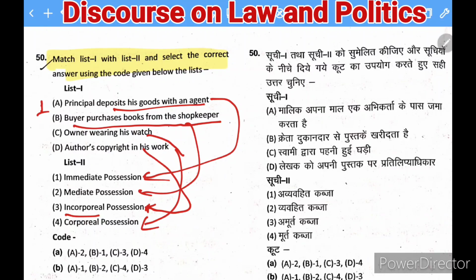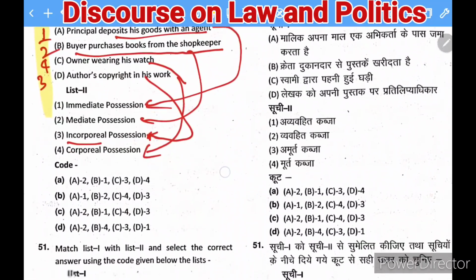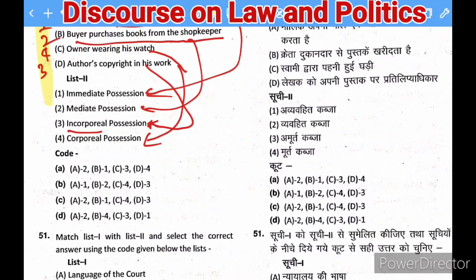B is a case of immediate possession, so therefore it would be 2. Owner wearing his watch is a corporeal possession, so it would be 4. And author's copyright is 3. So the right code is 1, 2, 4, 3. Which is the right option? The right option, which you can all see, is B: 1, 2, 4, 3.